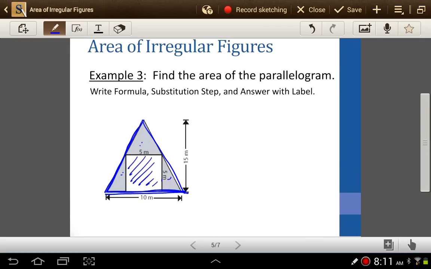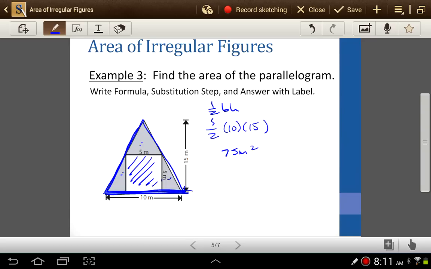So first I find the area of the big triangle, so that's going to be 1/2 base times height, 1/2 times 10 times 15. There's the base, there's the height. So that's going to be 75 meters squared. So that's the area of the large triangle. So the large triangle is 75 meters squared.